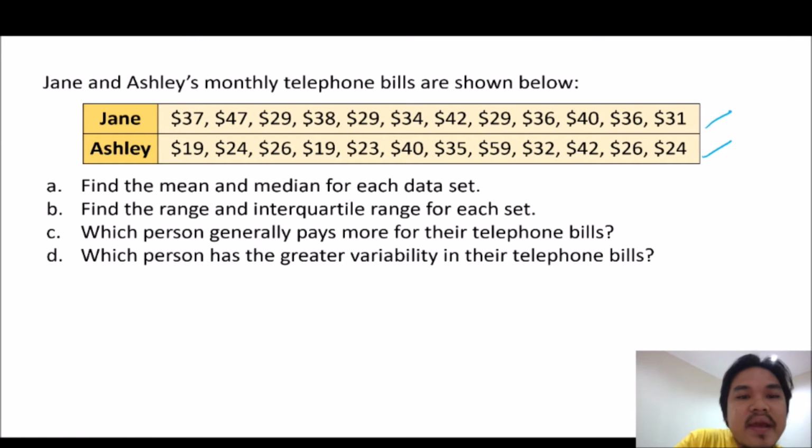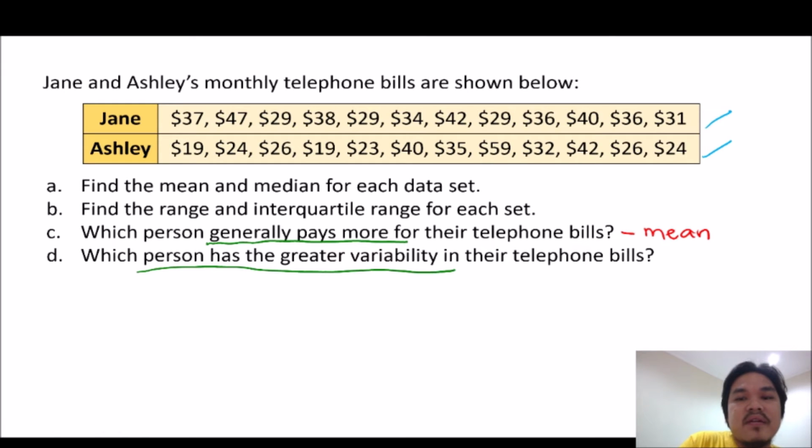So to answer letter C, just to give you an idea, to know which person generally pays more, we will consider later on the value of the mean. To answer which person has the greater variability, we will consider the value of the IQR or the interquartile range. Okay, so let's start with finding the mean and median followed by the range and interquartile range.